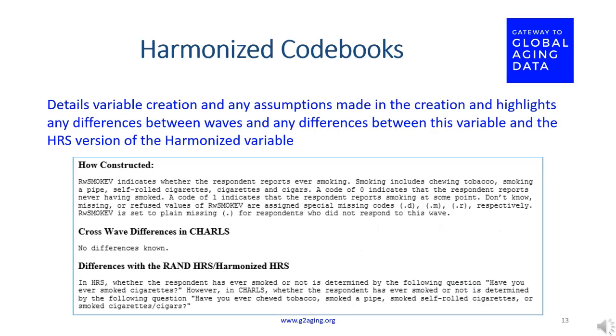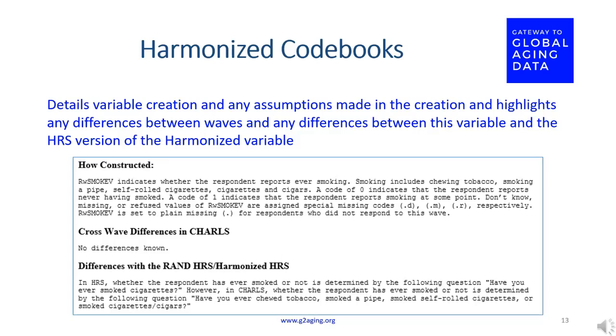Here, we have some basic information about how the SMOKA variable is constructed, and we note that there are no significant cross-wave differences in CHARLS in this question. However, we do note a difference with the RAND HRS and Harmonized HRS. This difference is that in the HRS, whether the respondent has ever smoked or not is determined by the following question: have you ever smoked cigarettes? However, in CHARLS, whether the respondent has ever smoked or not is determined by the question: have you ever chewed tobacco, smoked a pipe, smoked self-rolled cigarettes, or smoked cigarettes and cigars? Depending on what you're researching, that difference might be important for you to be aware of.